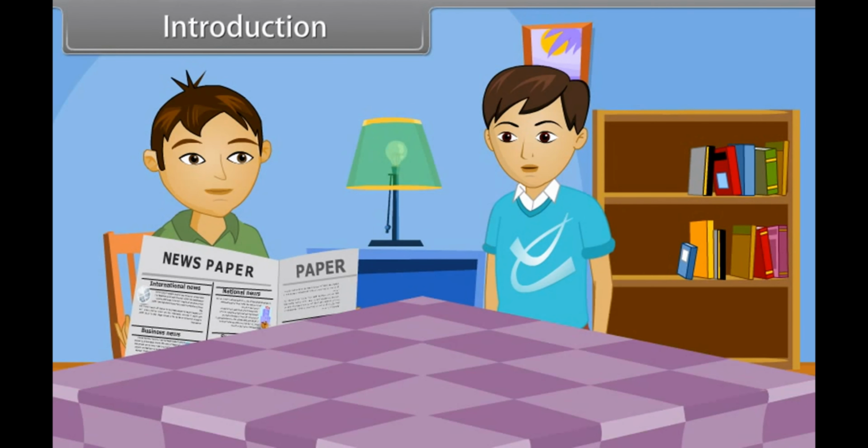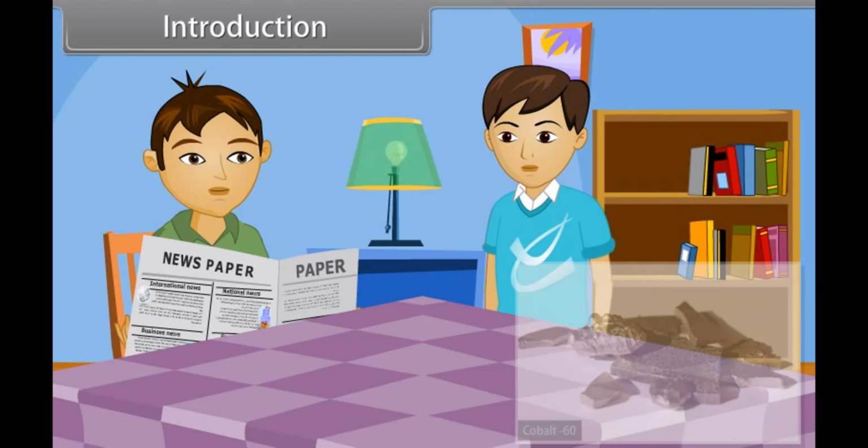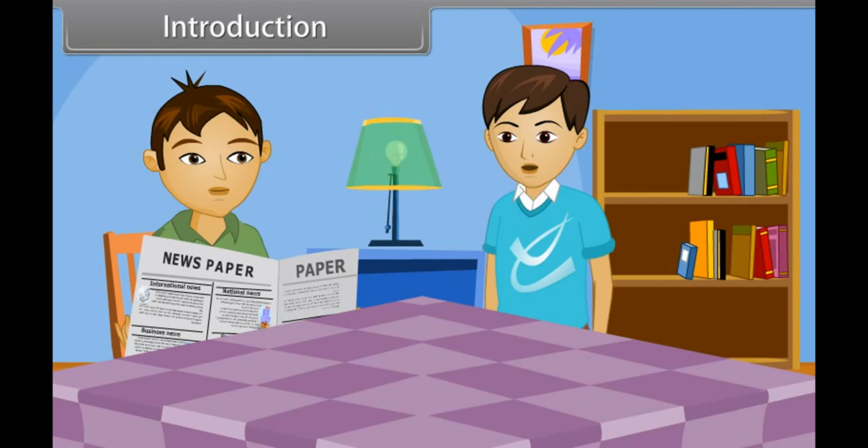Hi Rohit, what are you doing? Did you read the news of Cobalt-60? No, what happened? The radioactive material Cobalt-60 was found in Mayapuri, Delhi West. I don't know. And what is radioactive material? It is a kind of material which emits radiation which is harmful for life. Okay, so what happened at Mayapuri? They found radioactive material, and a person died after getting in touch with radioactive material. That is very sad news.